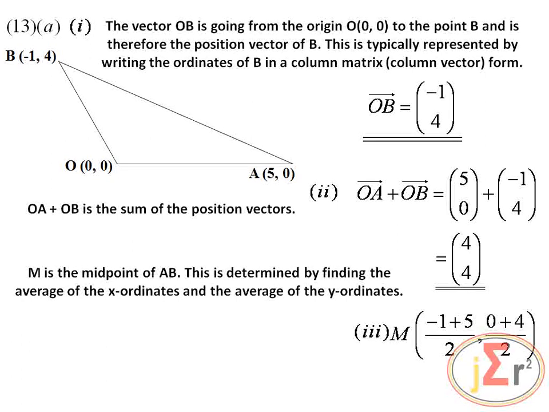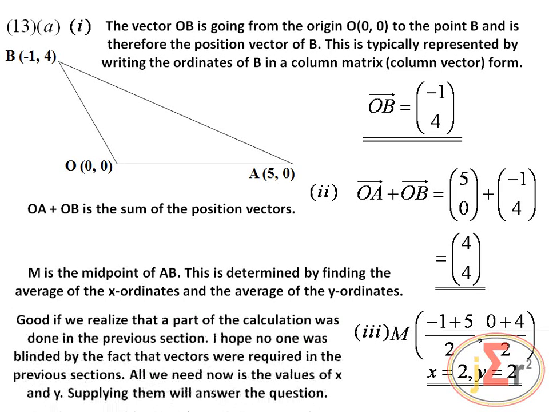But let us just take note of the fact that, as usual, we take the average of the x ordinates and the y ordinates, and we are not required in this particular case to write down the midpoint, but to determine the values of x and y. So x is equal to 2 and y is equal to 2. Good if we realize that a part of the calculation was done in the previous section.